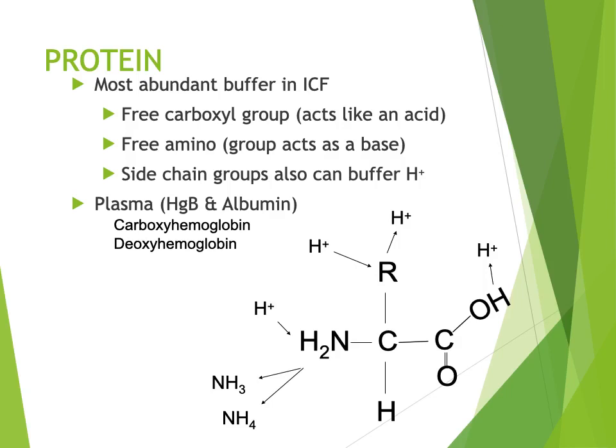Within the plasma, we have two types of proteins that can act as buffers. However, the principal buffer in the plasma happens to be the bicarb shuffle. The two plasma proteins that we look at are both hemoglobins, and these are the carboxyhemoglobin and the deoxyhemoglobin. And we'll look at deoxyhemoglobin here in a second when we look at the bicarb.